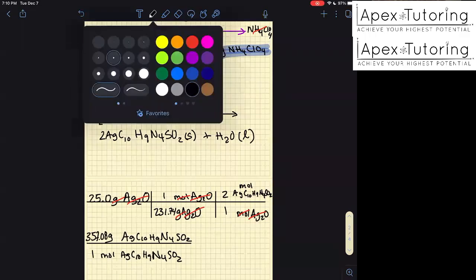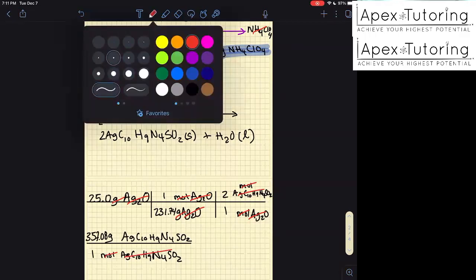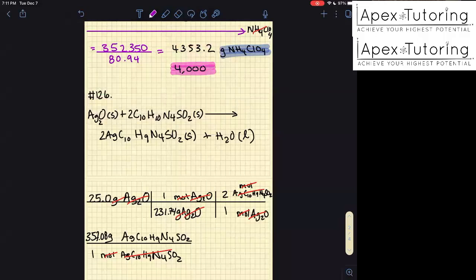Let me cancel the unit. Good. So it just scraps. Then what? We multiply the top and then multiply the bottom. Good. What do you get on top? 117,854. What do you get on bottom? 231. Yep.